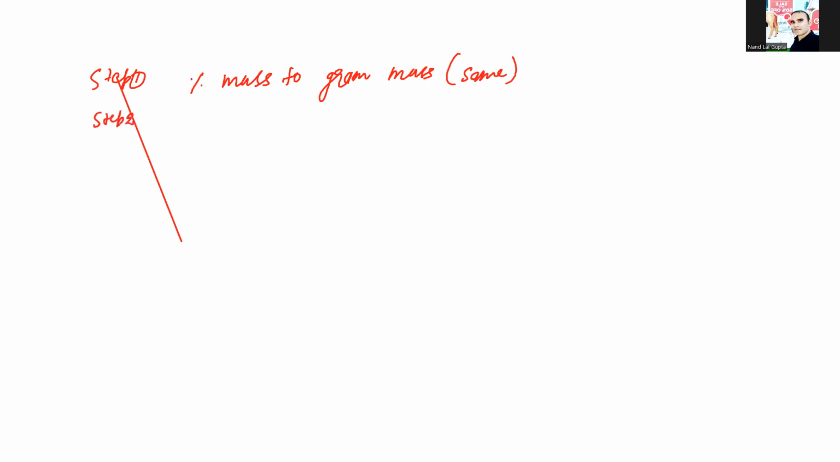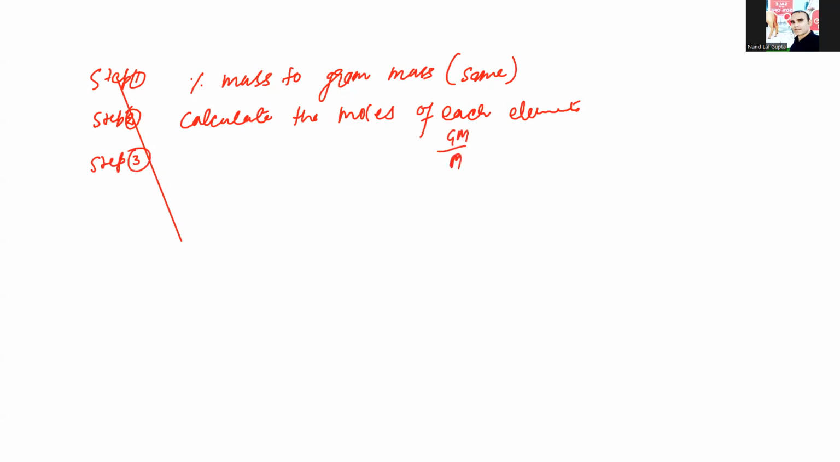Step number 2. Calculate the moles of each element. You know how to calculate, that is given mass upon atomic mass. If the molecule is there, because we are taking elemental form, we can take the molecular form, but generally it will be in the atomic form, elemental form. So we need to take atomic mass.